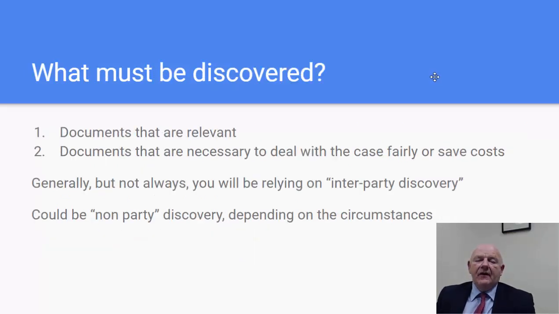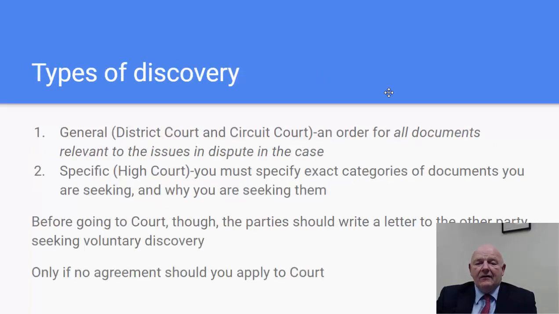So what must be discovered? Firstly, documents that are relevant, and secondly, documents that are necessary to deal with the case fairly or to save costs. So those two criteria, relevance and necessity, are vital in terms of discovery of documents. It's not a fishing expedition. Generally, but not always, you'll be relying on inter-party discovery. However, sometimes there could be non-party discovery, depending on the circumstances. So if a non-party to the proceedings has particular documents that may be relevant and necessary to deal fairly with the case, well then it may be possible to do non-party discovery as well.